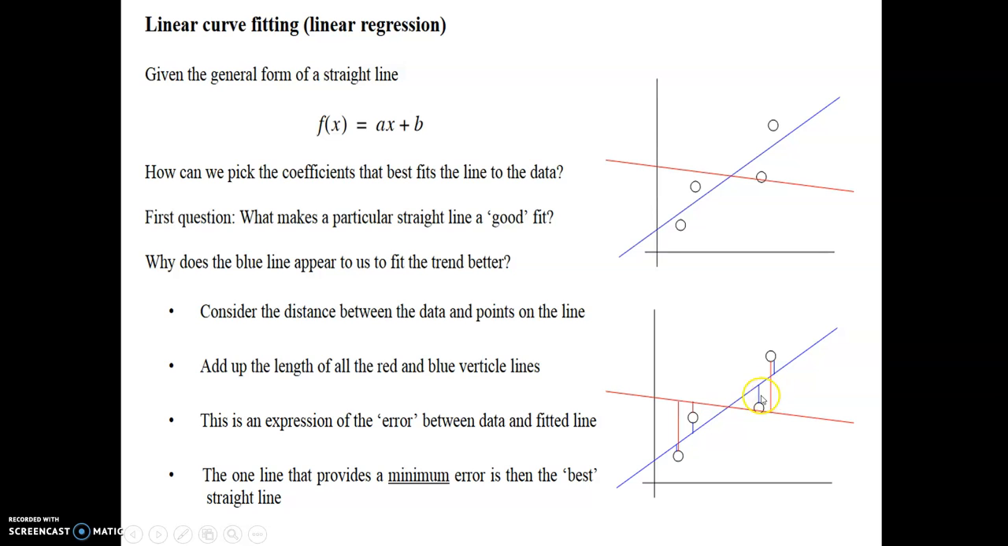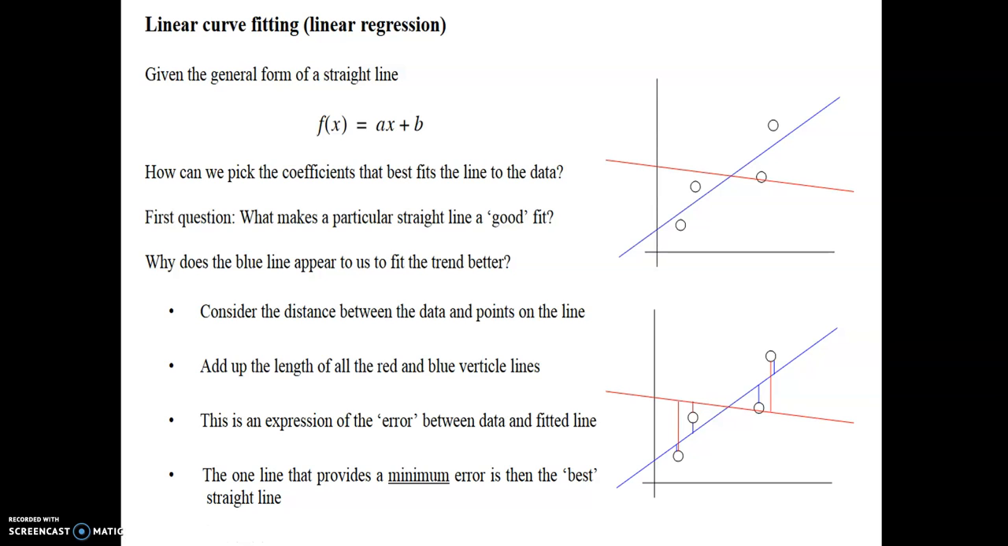The vertical lines, you can see blue line is there, red line is there. Here also you can see red line is there, blue line is there, red line is there. It is connecting the points on the line. So these are nothing but what? Positive and negative errors.